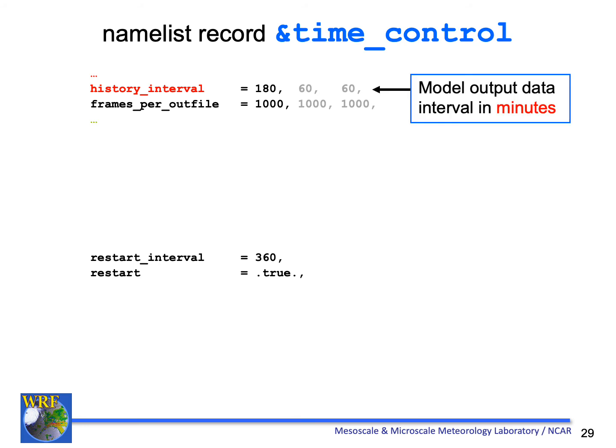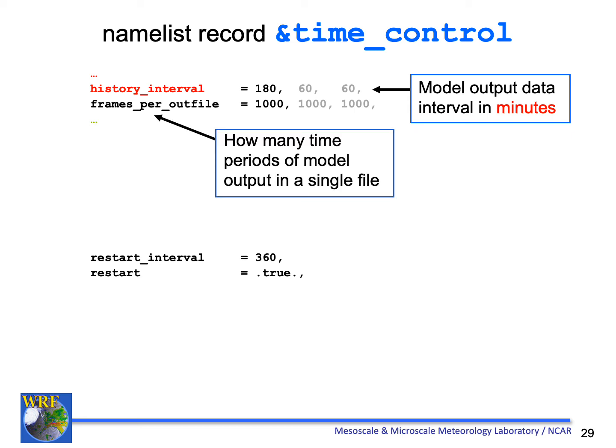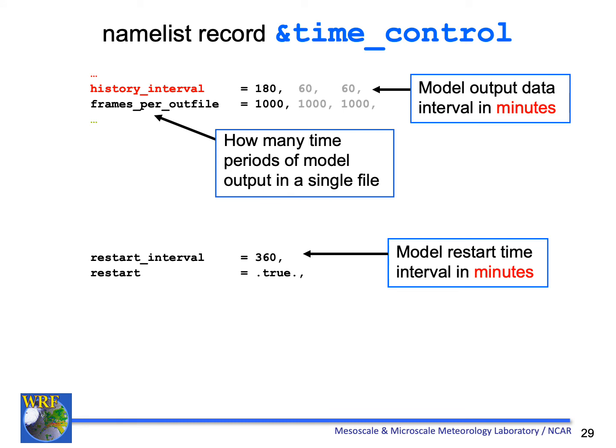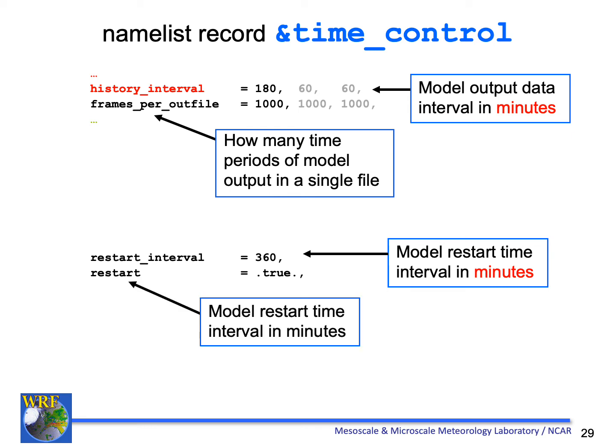The history interval option sets the interval at which model solutions will be written into a file. The frames per out file option lets you set how many model output time periods will be written into a single file. The restart interval sets how often you would like to write out files that will allow you to restart a model. The restart option itself sets the model for a restart run.